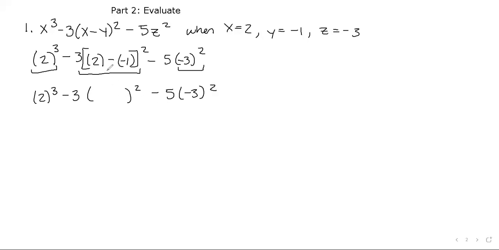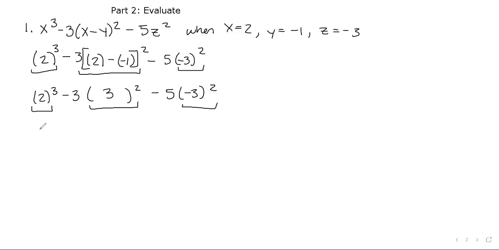All right. Now, what's happening in these brackets? We have 2 minus -1, okay? That minus a negative is going to turn that into a positive. So what we really have is 2 plus 1, which is 3. Okay? Now, our next letter in PEMDAS is E, which is exponent. So that means we're going to do these exponents.